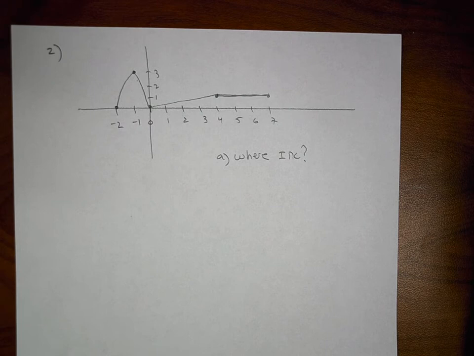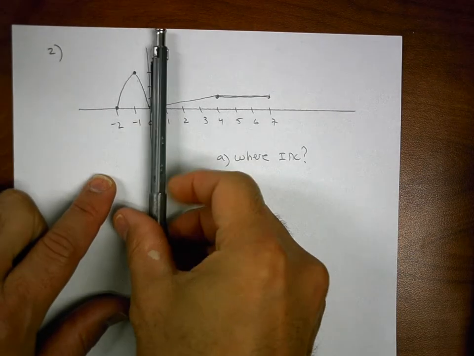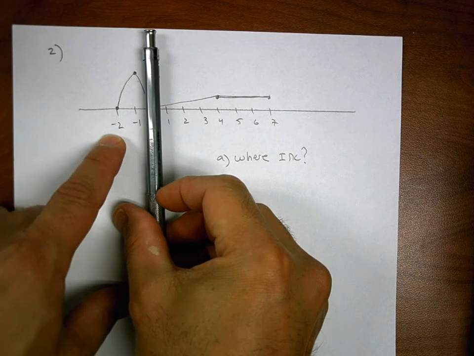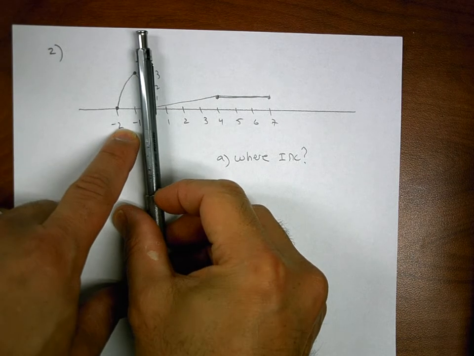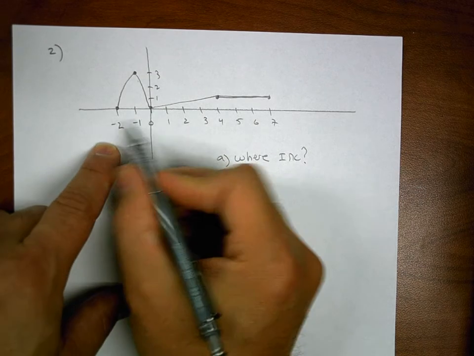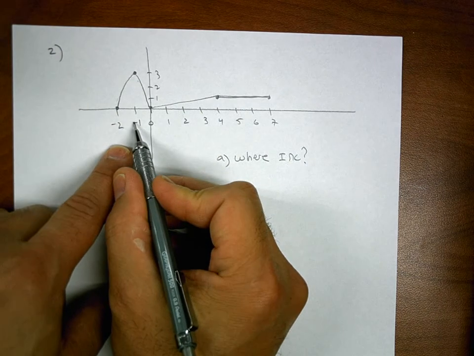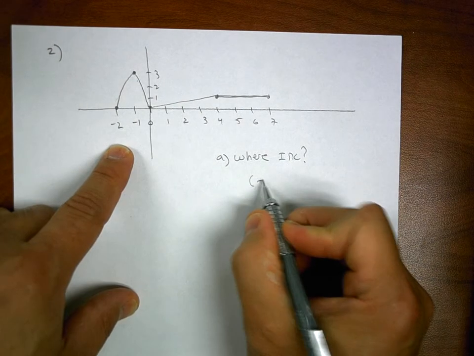Who thinks they have it right? Who wants to share? Jessica, where do you think this is increasing, if you had to describe it? Negative 2, I'm assuming you meant negative 1? Yeah, okay, there you go. It's increasing right there. Yes, from negative 2 to negative 1. Perfect. So negative 2 to negative 1.